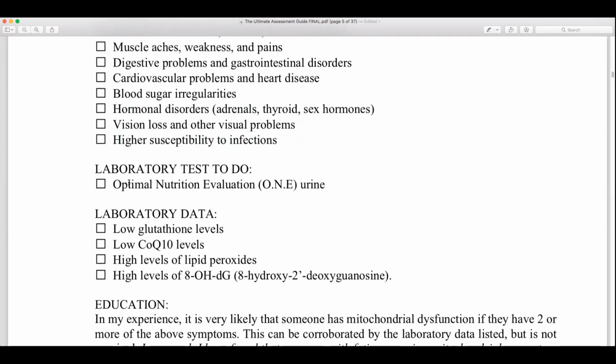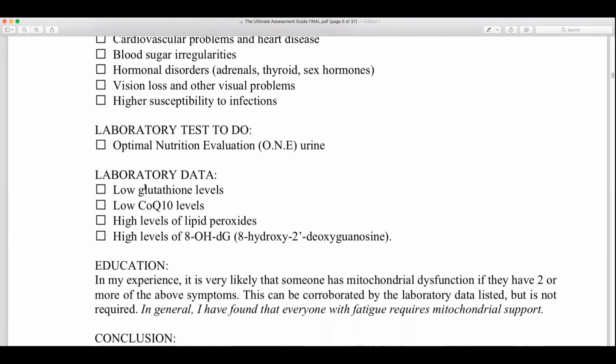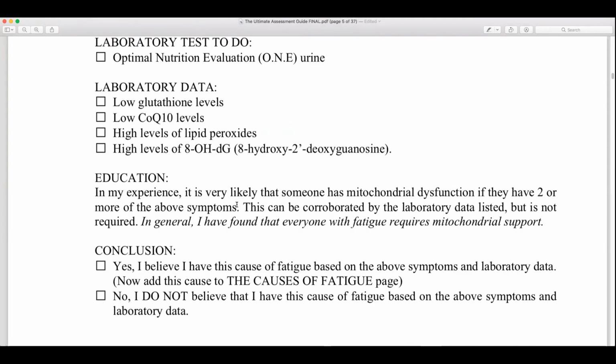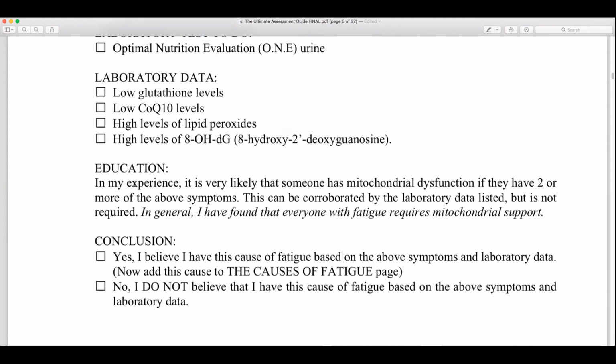So then the laboratory test to do is the optimal nutrition evaluation, the ONE test in urine. And then the levels that you may see will be low glutathione levels, low CoQ10 levels, high levels of lipid peroxidases, or high levels of 8-hydroxy-2-deoxyguanosine. And then I say, in my experience, it's very likely that someone has mitochondrial dysfunction if they have 2 or more of the above symptoms. This can be corroborated by the laboratory data listed, but is not required.